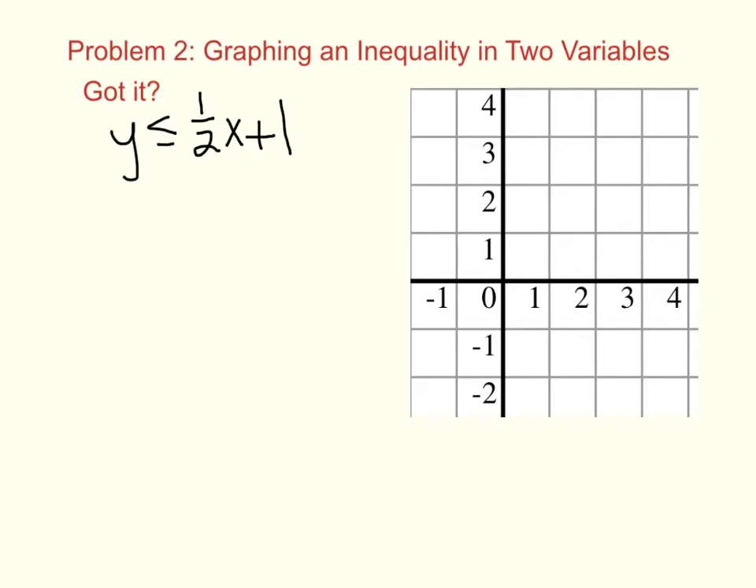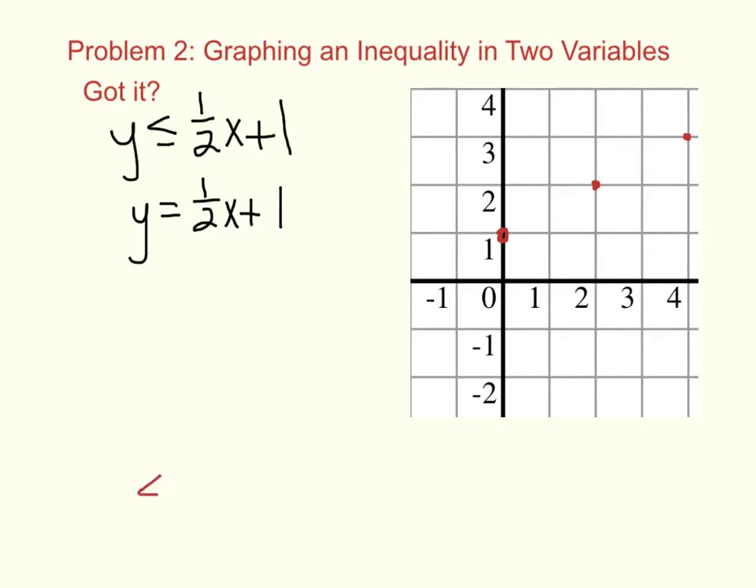Now, when you are graphing the boundary line, you are going to just graph it like a normal equation. So I want you to pretend that it's just y equals 1/2 x plus 1. And you can graph it however you would like. Because it's in slope-intercept form, I would use slope and y-intercept. So we start with a y-intercept of 1, and our slope is 1/2, so we go up 1 over 2, up 1 over 2.